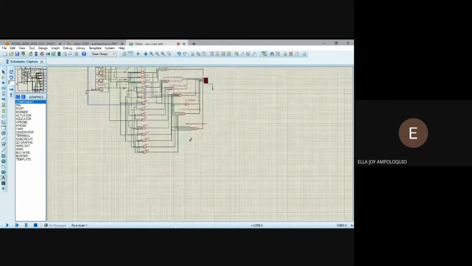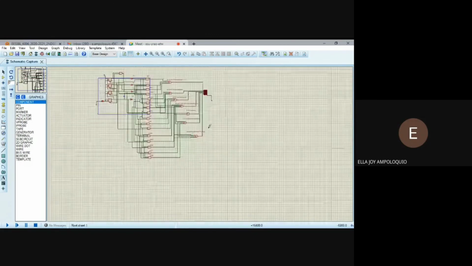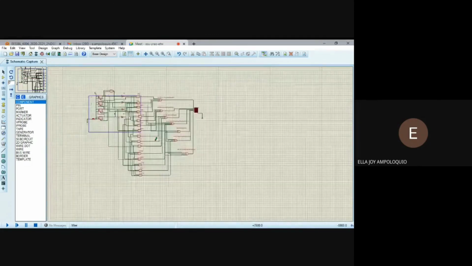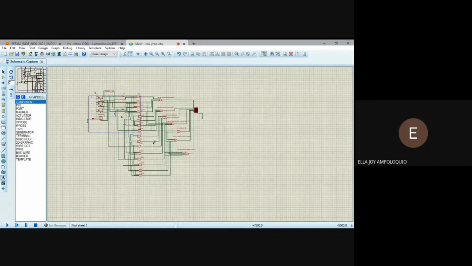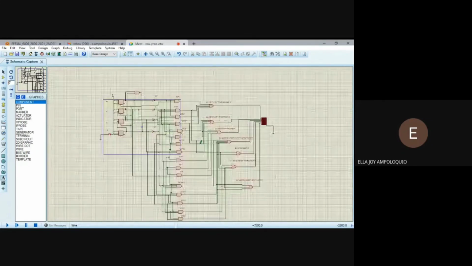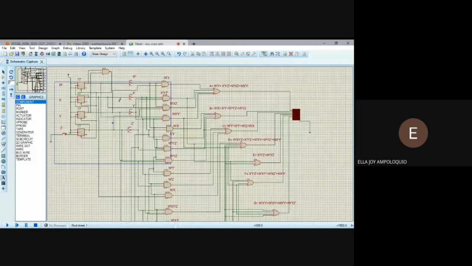So now, since I finished connecting all the gates, let's test the functionality of this 0 to 9 counter. Turning it on, 1. Then if I click it a second time, it will proceed to 2. Then next is 3.